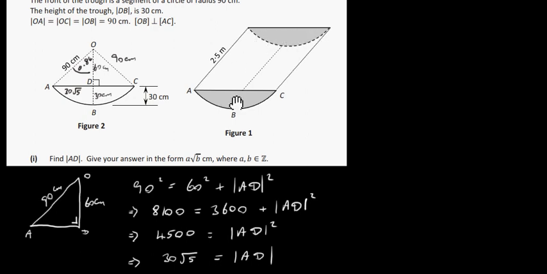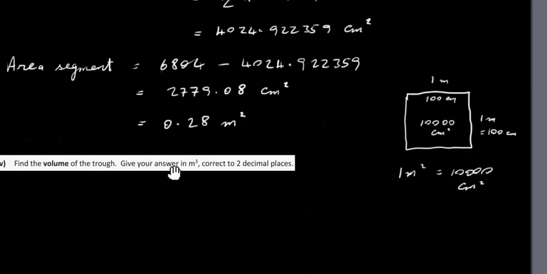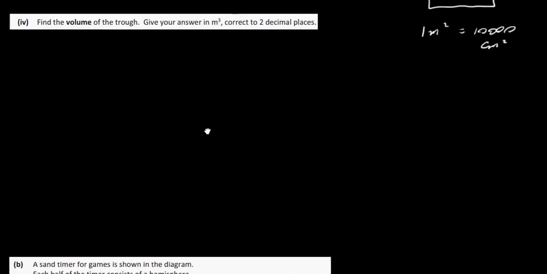So to find the volume of our trough, all we've got to really do is multiply the 0.28, this area here, by 2.5. That'll give us the volume of our trough then. Okay, so let's do that.